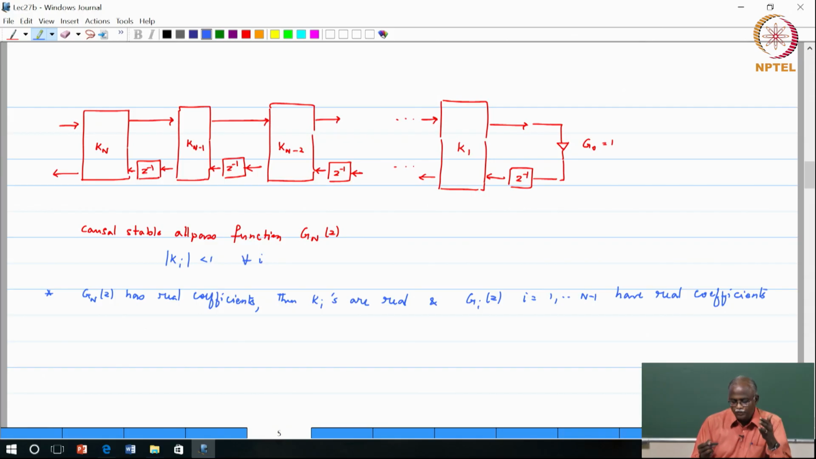You can call them coefficients of the all pass lattice, sometimes they are referred to as reflection coefficients, again depends on which background you are coming from. The important thing to note about the KIs is that if all the KIs are upper bounded by 1, that means they are strictly less than 1, then you are guaranteed that the transfer function that you have synthesized is a causal stable all pass function. And again, this is a useful result in the context of all pass. This also tells us what properties an all pass function should satisfy.